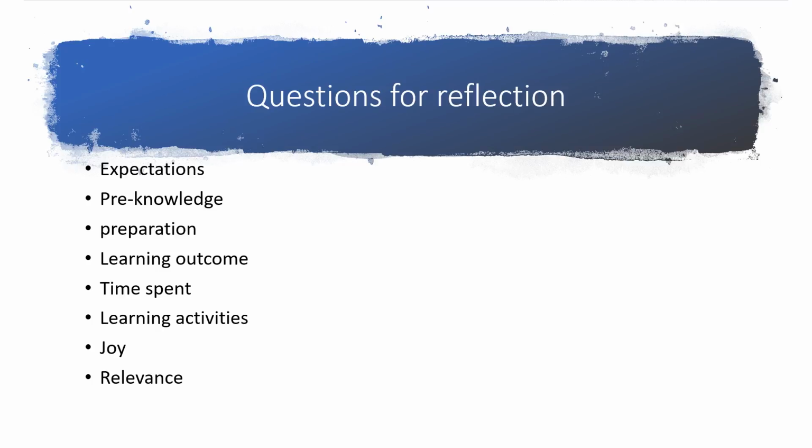What were my expectations for this topic or task? What did I already know? How did I prepare for the topic or task? What was my learning outcome? What new knowledge have I gained? What skill have I learned or improved? Did I achieve the described learning outcome?